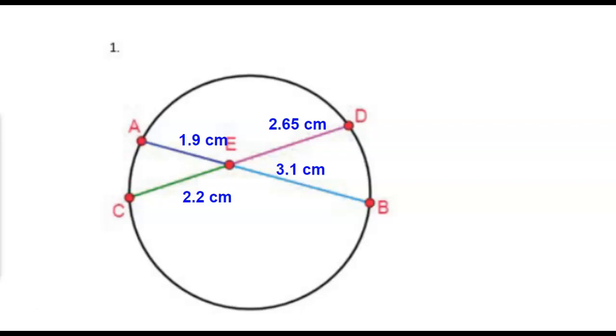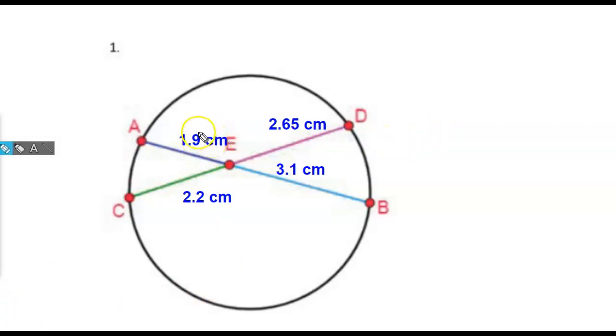Close, but not congruent. So let's try subtraction. 3.1 minus 1.9 is 1.2. And 2.65 minus 2.2 is 0.45. Definitely not equal. After addition and subtraction, our next option is multiplication. So 1.9 times 3.1 is 5.8. 2.2 times 2.65 is also 5.8. So that's interesting.